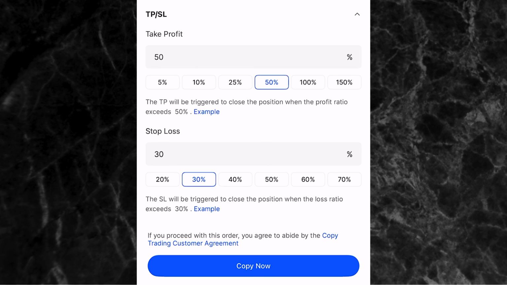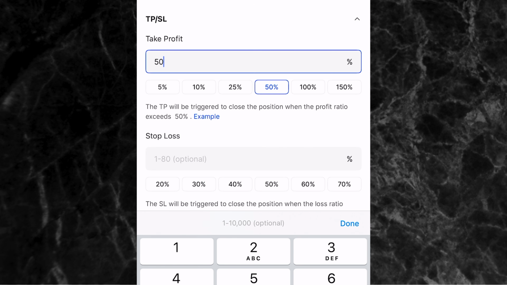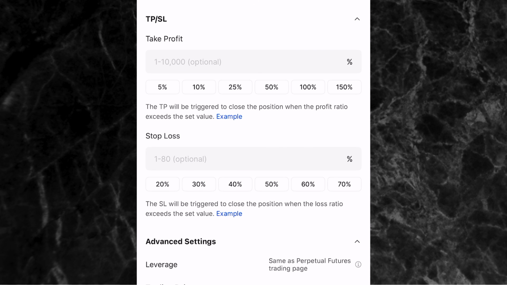But for me, sometimes I don't always like to enter take profit and stop loss whenever I'm doing copy trading. And the reason is because I always like to follow whatever take profit and stop loss the trader I'm copying is using. So this means that if I'm not setting anything right here, so let me delete the stop loss right here. And I'll also delete the take profit.